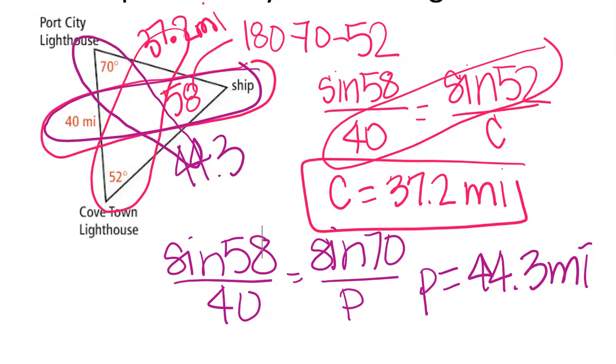Which port are they going to make it to? Look at the actual picture though. Are they going to make it to Port City or Cove Town? Port City, right? So even though Cove Town goes with 37, that doesn't mean that's how far it is. You're going to go to this one right here because it's a shorter distance, because you'd go from here to there.